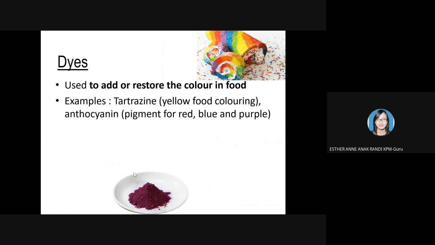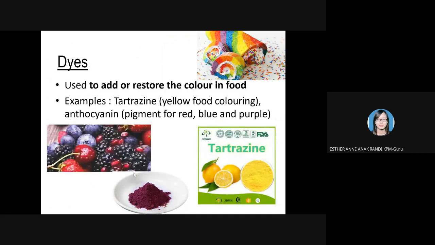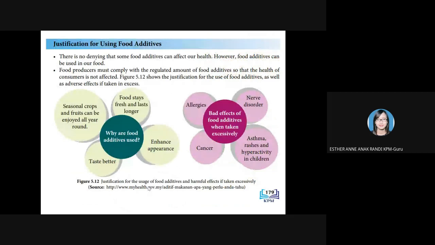So these are the colors that you have to remember. Tartrazine is the yellow color. And the purple color is called anthocyanin. Alright, so justification. Ini daripada buku teks kamu. So using these food additives also give some effects lah. There are good effects and bad effects that we have to consider.